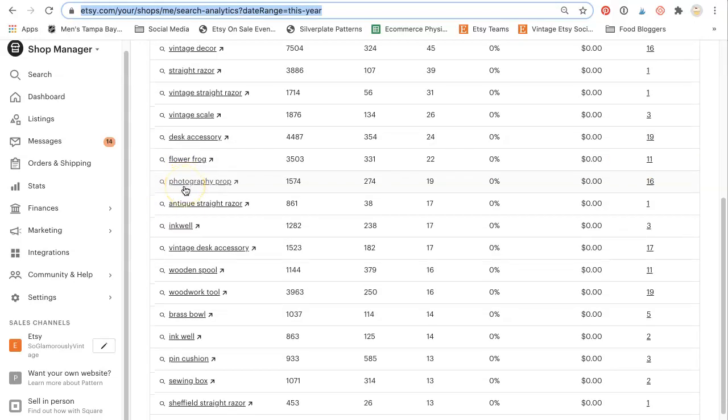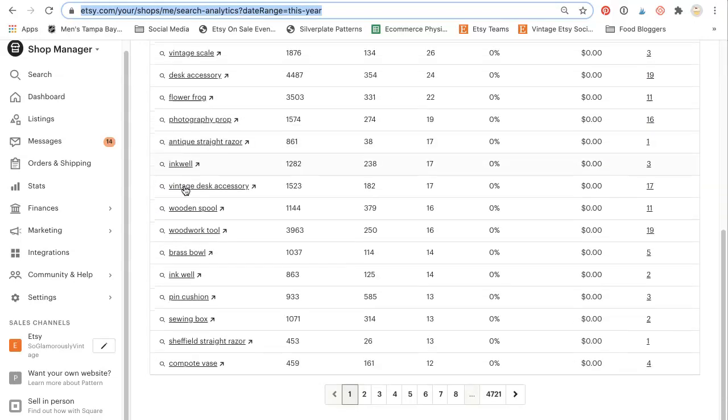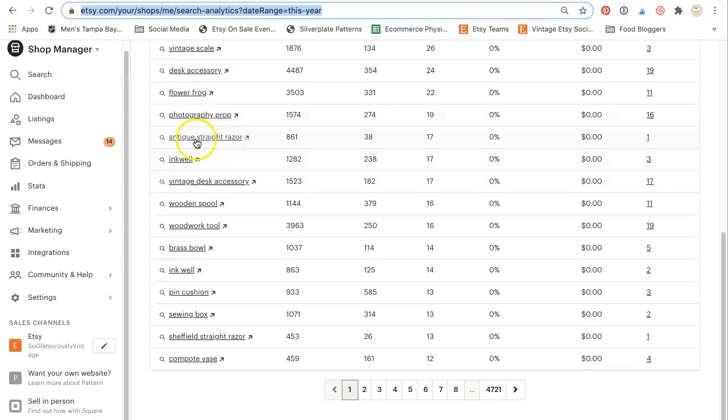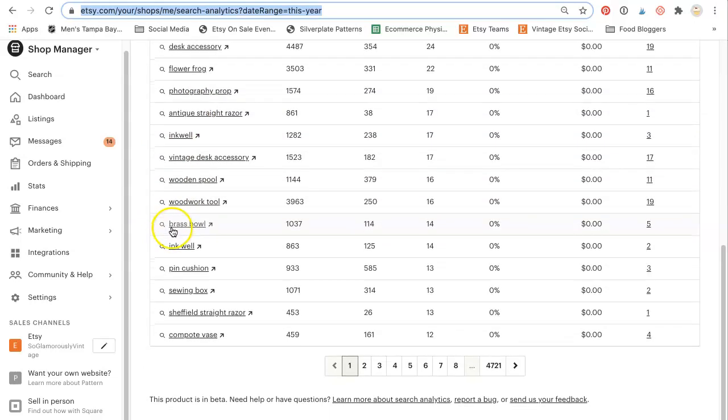Flower frogs, I have more I could list. I have them just sitting around. I just need to do that. Photography prop, straight razors. If you guys can find straight razors, I do great. I just sold my last inkwell, I think. Oh, yeah. I had a whole bunch of those. Wooden spools, I had a whole bunch of those. Pin cushions, I got a sewing lot that was really good.